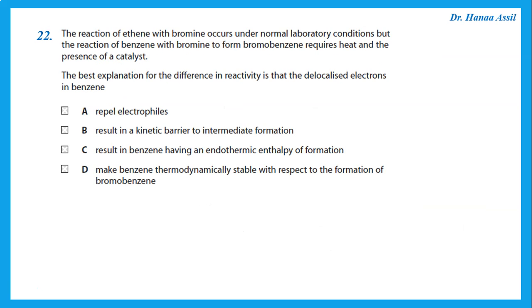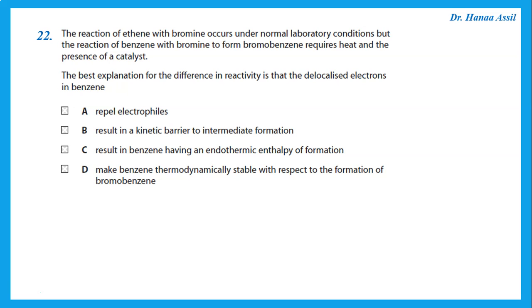The reaction of ethene with bromine. Of course, ethene is an alkene. It reacts with bromine under normal laboratory conditions. At room temperature, you don't need to do anything to it. It will react quickly. But the reaction of benzene with bromine to form bromobenzene requires heat and catalyst.